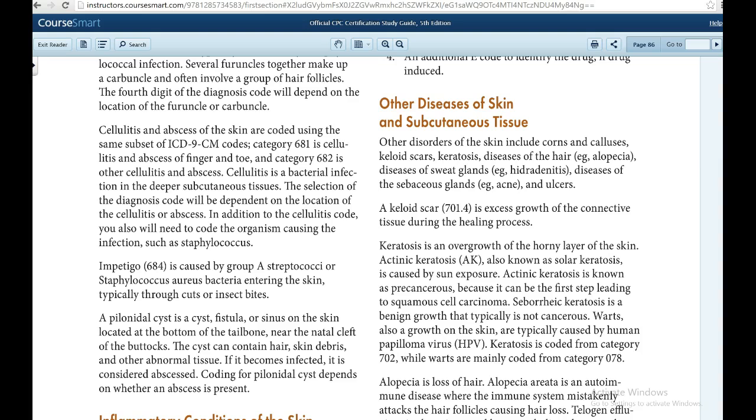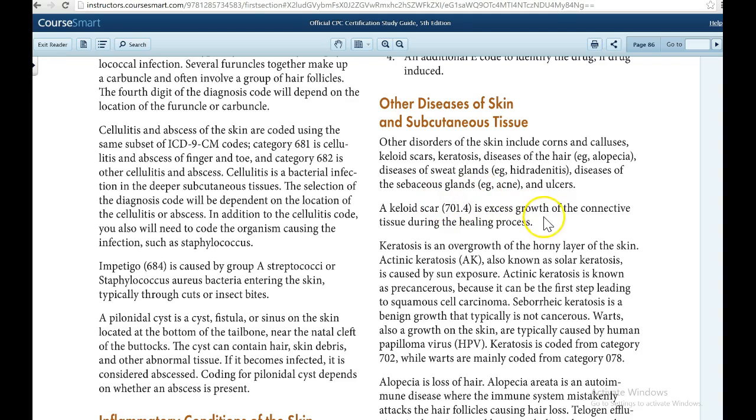Other diseases of the skin and subcutaneous tissue include corns and calluses, keloid scars, keratosis, diseases of the hair such as alopecia, sweat glands, hidradenitis, diseases of the sebaceous glands, which would be acne, and then you have ulcers.